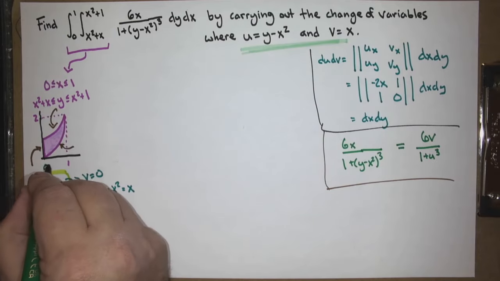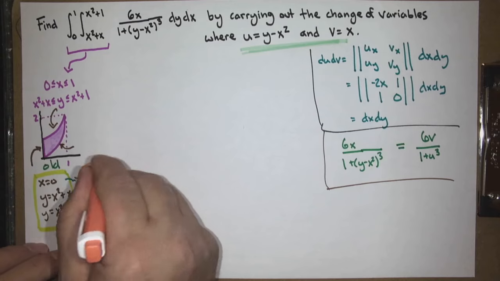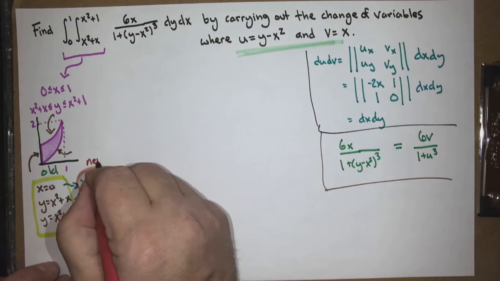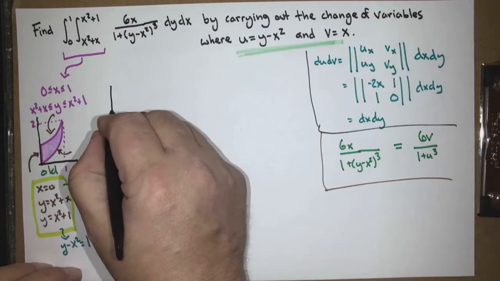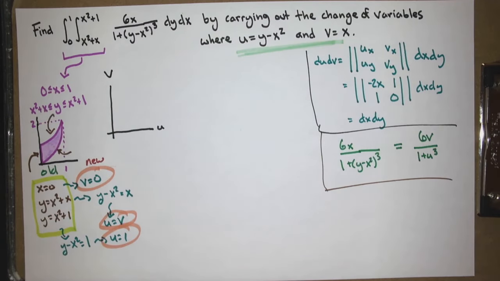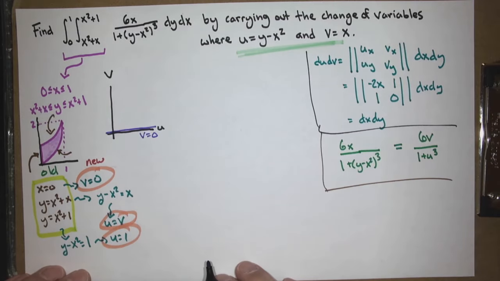So these are our old curves. And now we're switching to our new curves. Okay, so we need to do a quick sketch in the uv plane. Well, v equals 0. That's pretty straightforward. That's just a straight line. v equals 0. Shoop. u equals v. What does that look like?